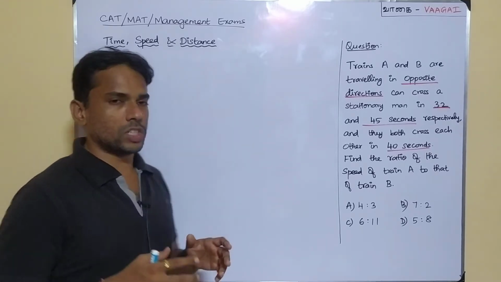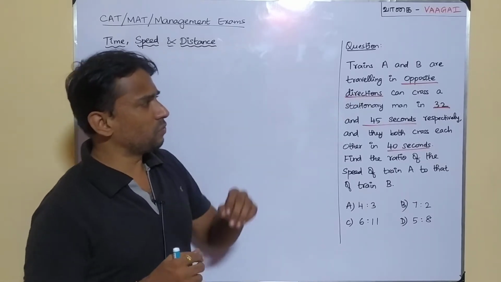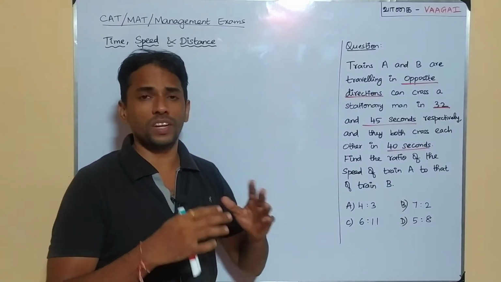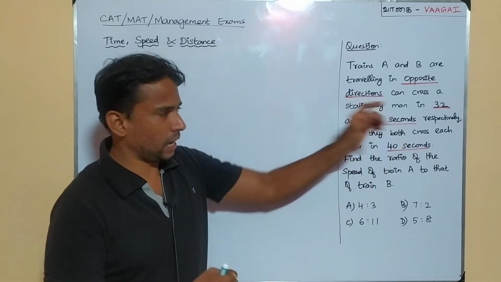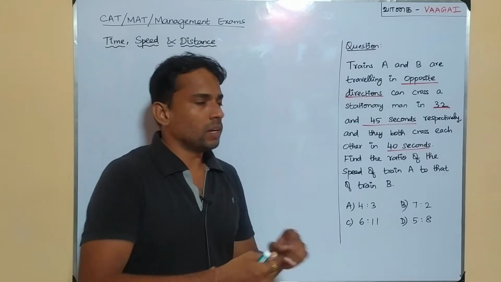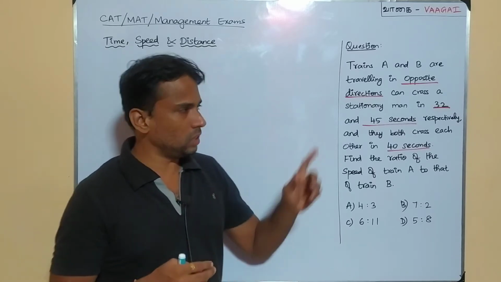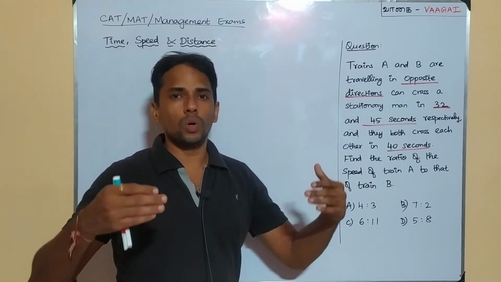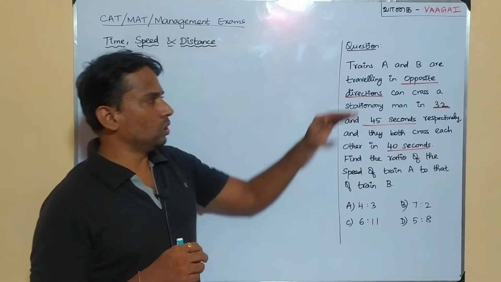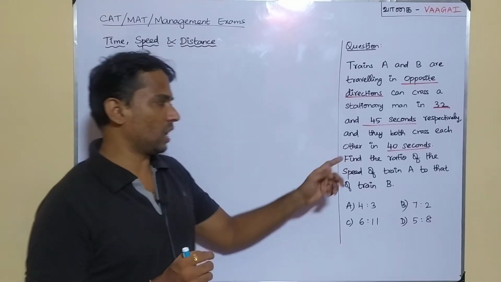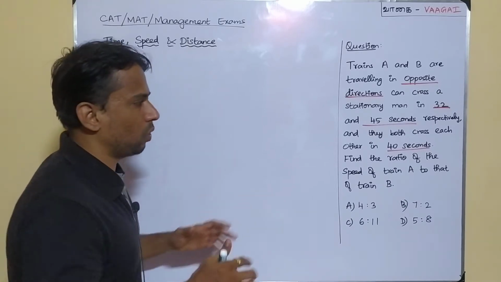Let me start with the conventional approach first. When we look at the question, there are three different cases given here. There are two trains. For train A crossing a man, we have a time. For train B to cross a man, we are given the time. And for train A and B to cross each other, they both travel in opposite directions, that we have to remember, and it takes another time. So we have been given three pieces of information, and with this we are asked to find the ratio of their speeds.